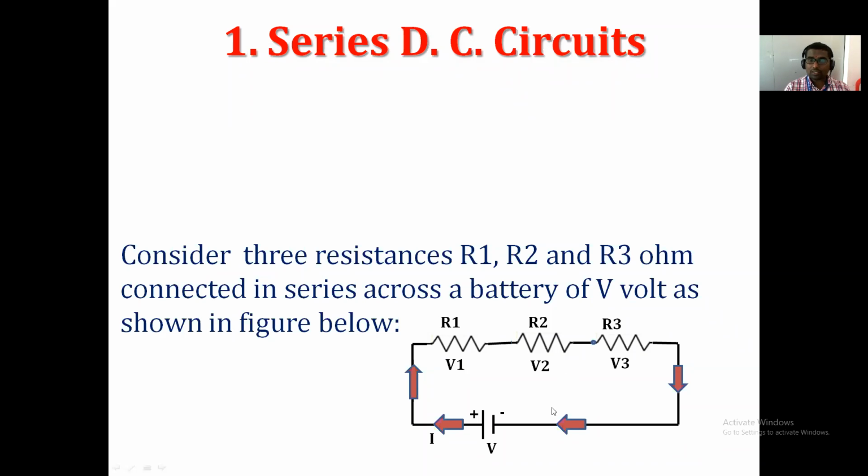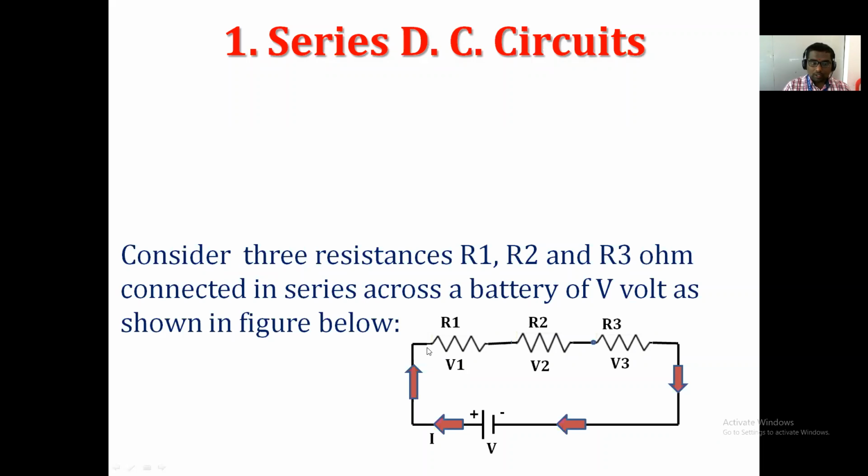But if you observe here, in the series DC circuit, what is the current flowing through R1? It's I ampere. What is the current flowing through R2? Again, it's I ampere. What is the current flowing through R3? Again, it's I ampere. Means, can I say that I ampere of current flows through R1, R2, R3. So we can make a conclusion like that: the current flowing through the series resistances is the same.